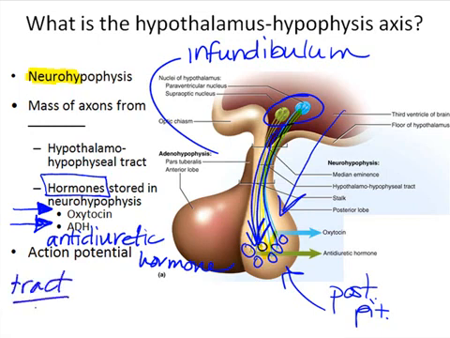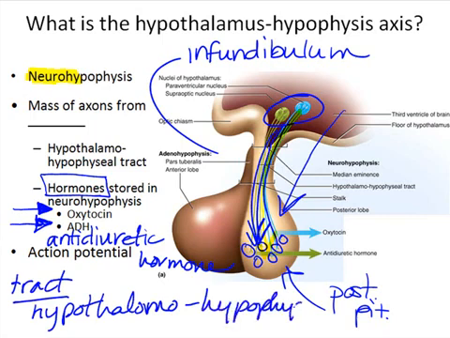So by definition, this would be called the hypophyseal tract. So when we were talking about the anterior pituitary, the communication route between the hypothalamus and the anterior pituitary was called the hypothalamo-hypophyseal portal system. When we talk about communication between the hypothalamus and the posterior pituitary, it's the hypothalamo-hypophyseal tract.